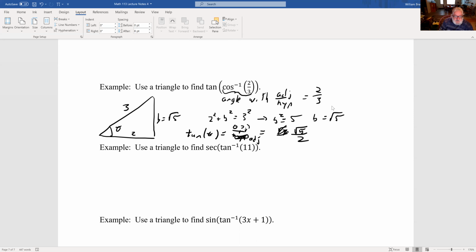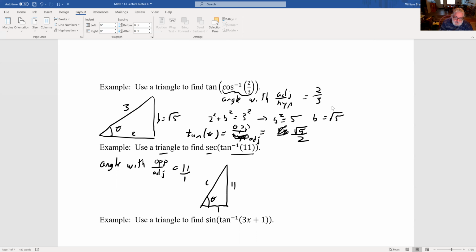Great. Use a triangle to find secant of tangent inverse 11. So we want an angle with, now tangent is opposite over adjacent. We want that equal to 11. And numbers like 11, they're secretly over 1, right? So we can draw this as a triangle. Here's an angle theta. This is 11, this is 1.